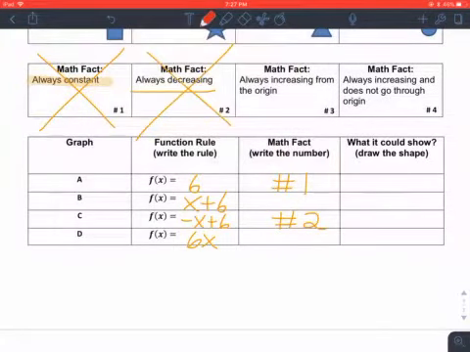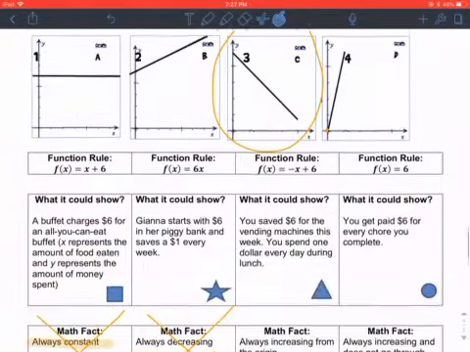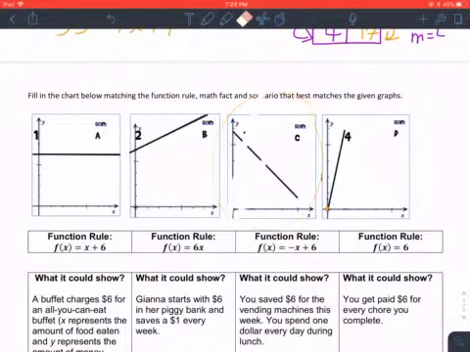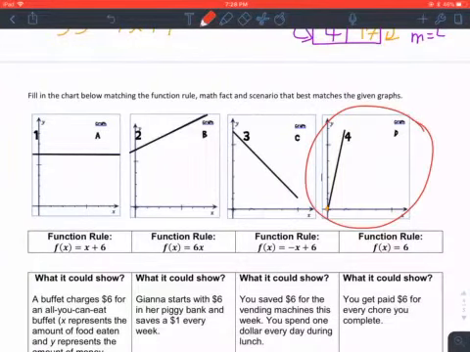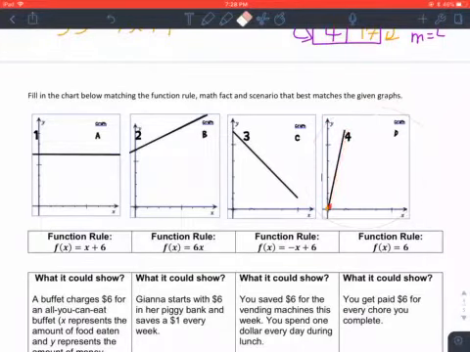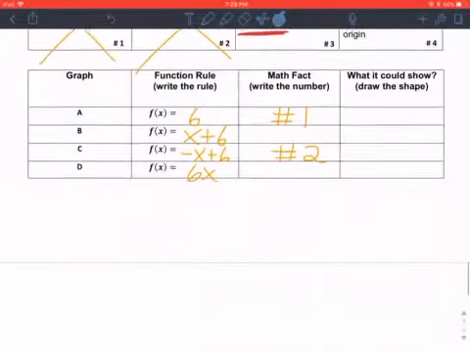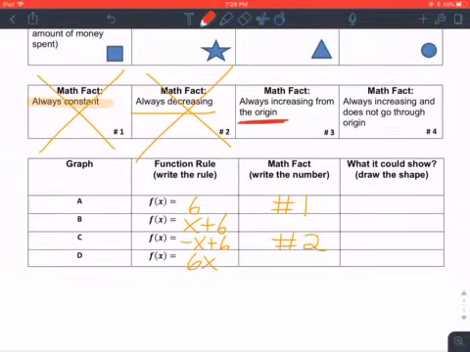My next math fact is always increasing from the origin. So I look at my graph, and the only one that's always increasing from the origin is D. From the origin, it goes up, always increasing. So D is going to match up with the always increasing. So always increasing is number 3. It matches with D.